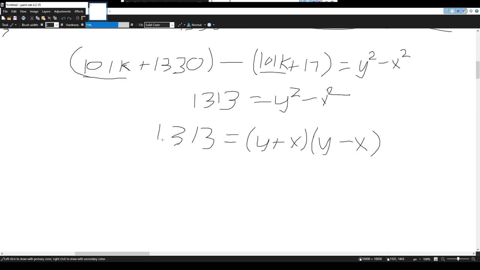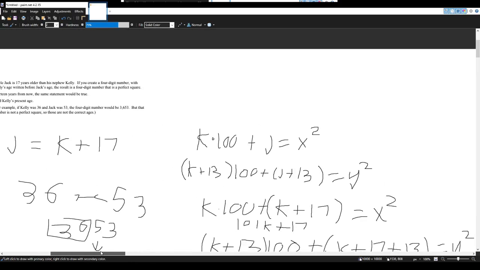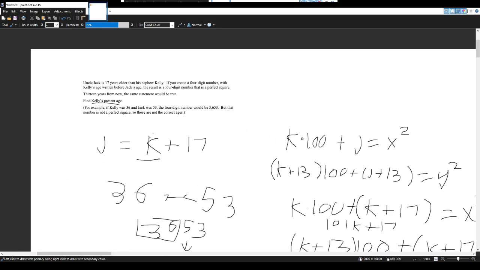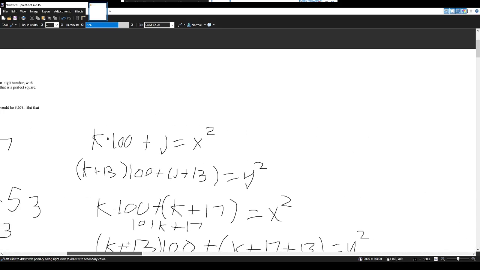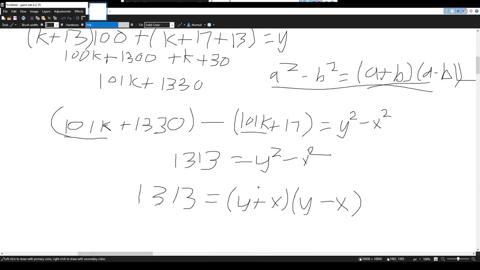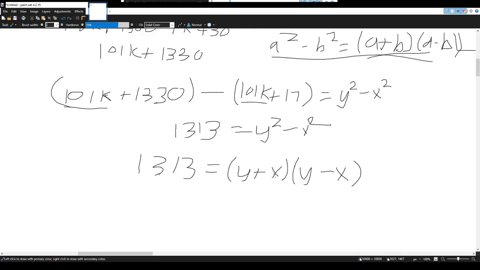Okay, so this, full disclosure, when I was doing the problem originally, this is pretty much as far as I got. And then I hit a wall because I didn't really know what to do here. I mean, we're trying to find k, right? Our goal is this value right here because this is Kelly's present age, right? Kelly's present age, k, that's what we're trying to find. But now we're in this different realm of y's and x's. And even if we find this, we'd have to square it and then get our answer from there. So it's kind of weird for me.